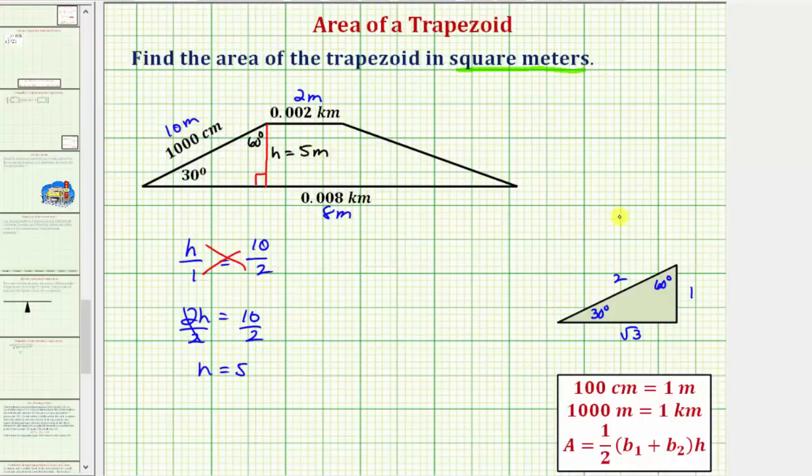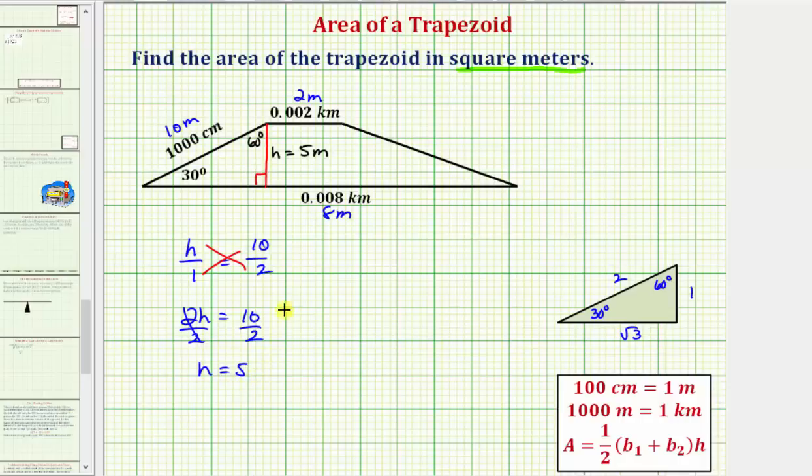We may also recognize that if we take this length of 2 and multiply it by 5, we get the length of this hypotenuse, and therefore the height here would have to be equal to 1 times 5, since this leg corresponds to the height of the trapezoid.